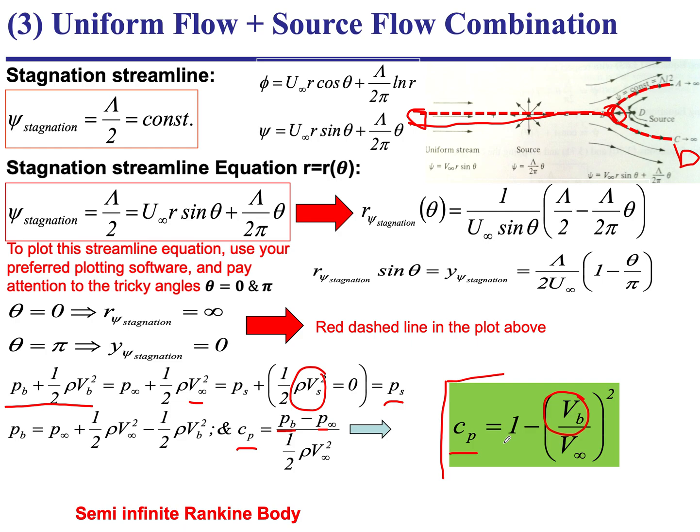So we call this body a semi-infinite Rankine oval, or Rankine body, if you will. If you look at the shape of an airplane nose, it has a similar shape to our semi-infinite Rankine oval. Many other aerodynamic shapes have this same shape, so it does have practical applications, and it's not just a theoretical body.